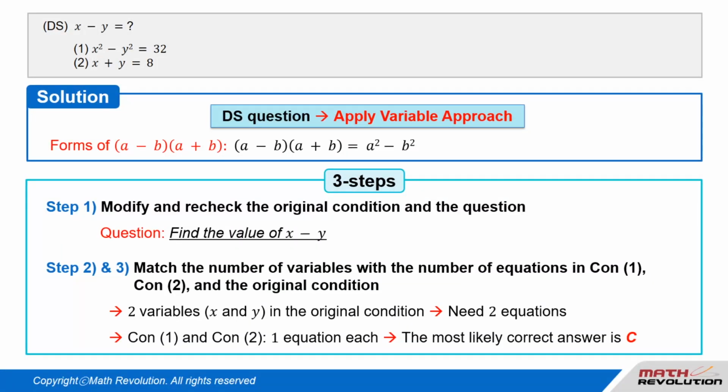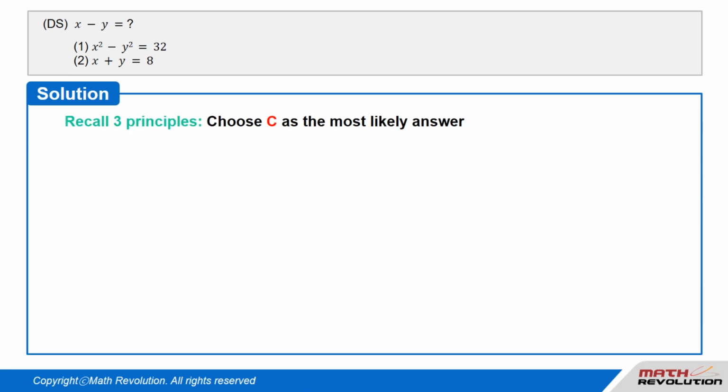From the original condition, we have two variables, x and y. To match the number of variables with the number of equations, we need two equations. Since conditions 1 and 2 will provide one equation each, C would most likely be the answer. Recall three principles and choose C as the most likely answer.